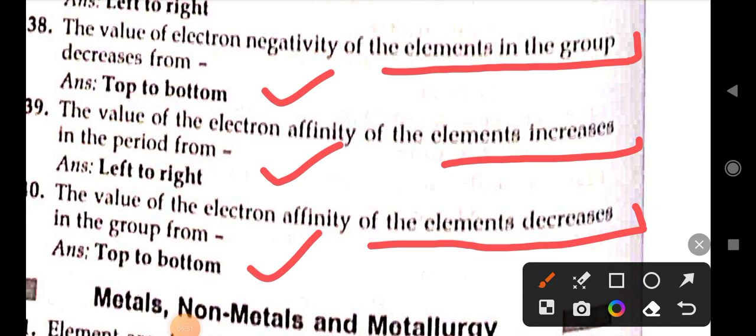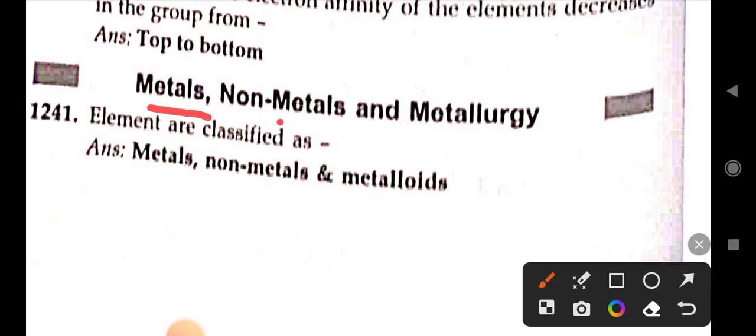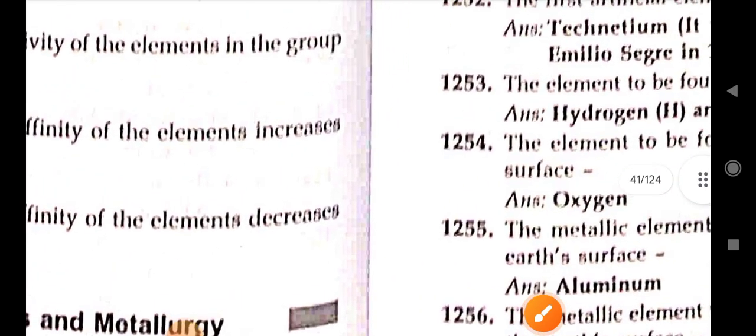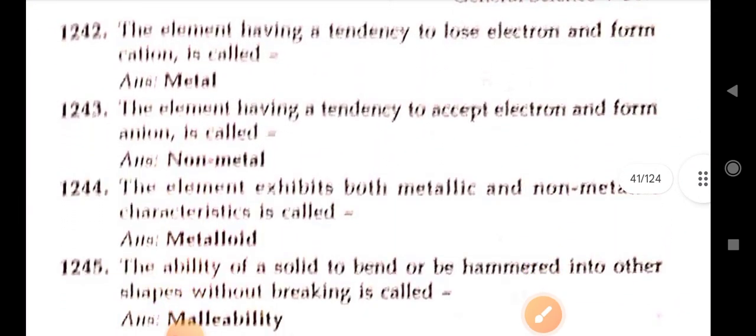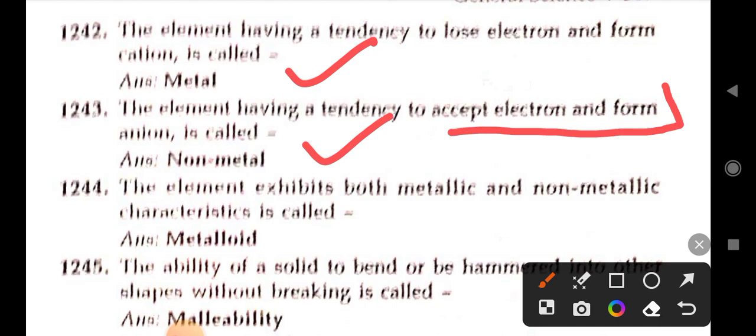Next, metal, non-metal and metallurgy. Elements are classified as metal, non-metal and metalloid. Next, the element having the tendency to lose electron and form cation is called metal. The element having tendency to accept electron and form anion is called non-metal. Next, the element exhibiting both metallic and non-metallic characteristics is called metalloid.